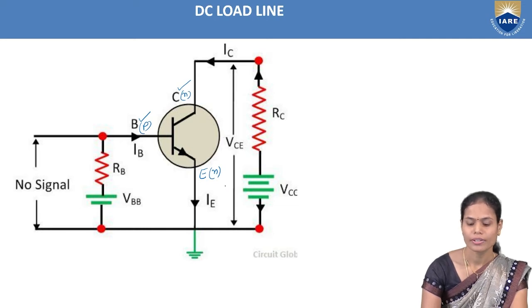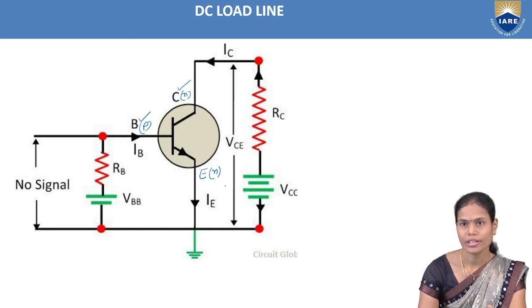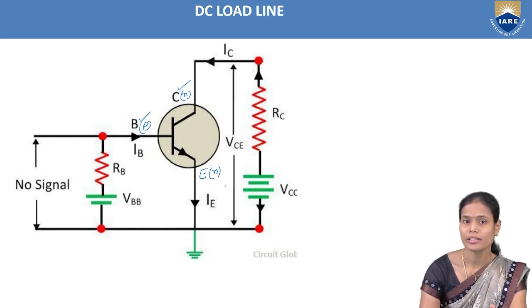Here the transistor is a two-port network, so it has two ports, input port and output port. In the case of a diode, we have a single junction, so we have only a single port, and we can get only the voltage versus current characteristics. But in the case of a transistor, because it is a two-port device, we have two types of characteristics: input characteristics as well as output characteristics.